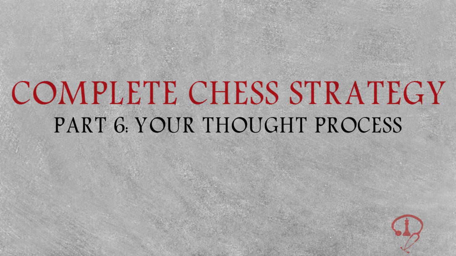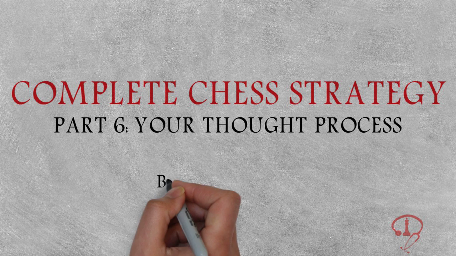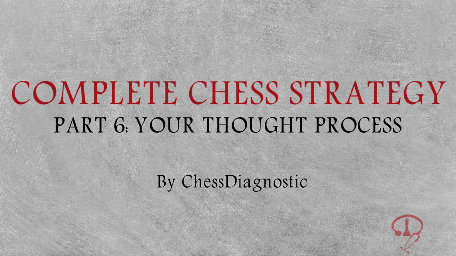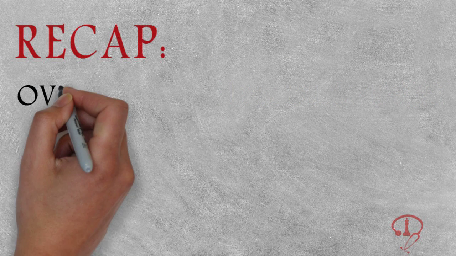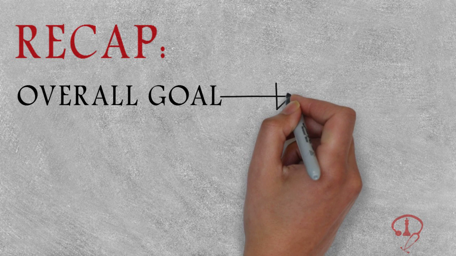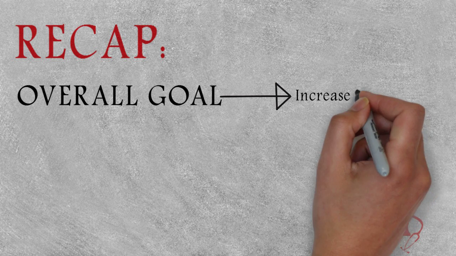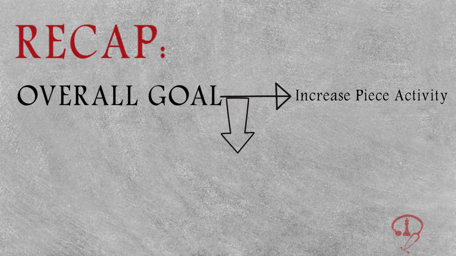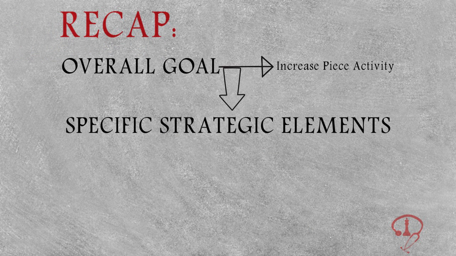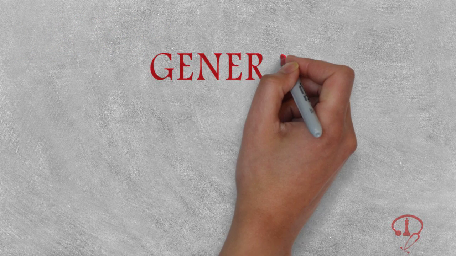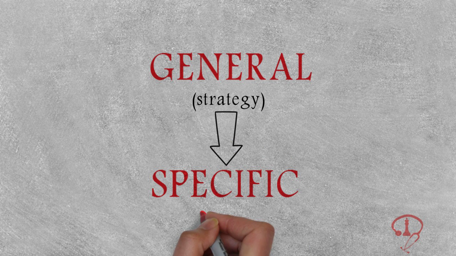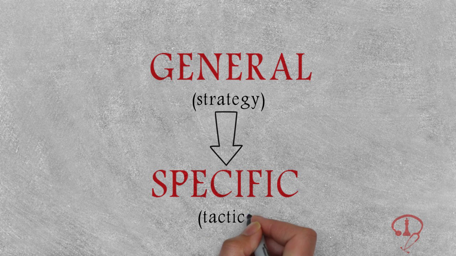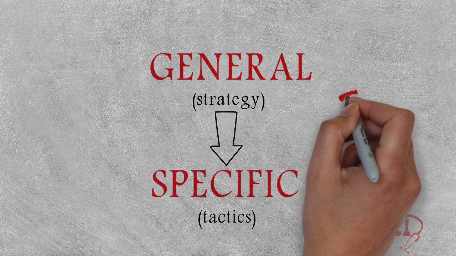I'm really excited about the next two lessons because they really tie together all the previous lessons and information we've learned so far. As a recap, we know from the previous lessons in the strategy course that in order to play chess well, you have to know your overall goal in order to be able to recognize the specific strategic elements in the position when we play a real game. We go from general to specific. This will be our main model when we start to build our comprehensive thought process for playing the game.